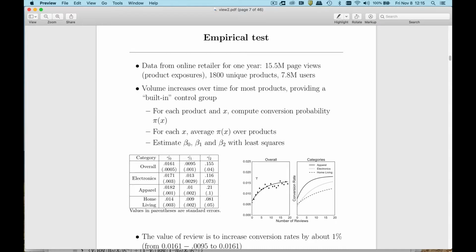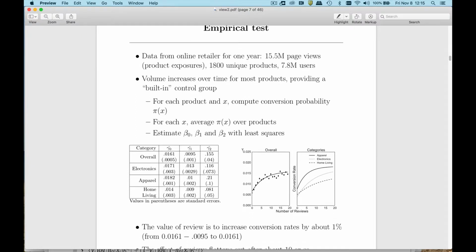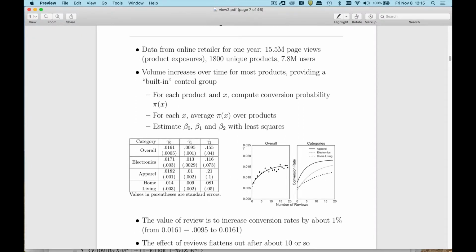And you can see what happens to this conversion rate over time as we increase the number of reviews. You see the conversion rate goes up a bit. And we actually aggregated this. You could do this for a single product, or you could aggregate it across products in a particular category. So how important are reviews in electronics versus apparel and so forth. And what you can see is that having reviews actually helps you. Let's just look overall for now, which is what I'm showing in this plot.